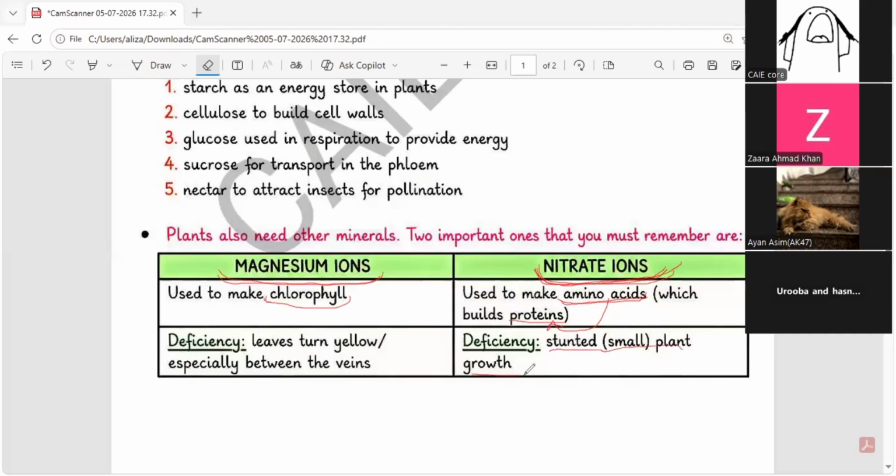All right, so for these two ions, you need to remember what their use is, and what deficiency is caused if they are not present. The use of magnesium ion is that it is used to make chlorophyll. Nitrate ion is used to make amino acids, which are in turn used to build proteins. If magnesium ion is not present, the leaves will turn yellow. And if nitrate ions are not present, there will be stunted plant growth. All right. Now let's move further.